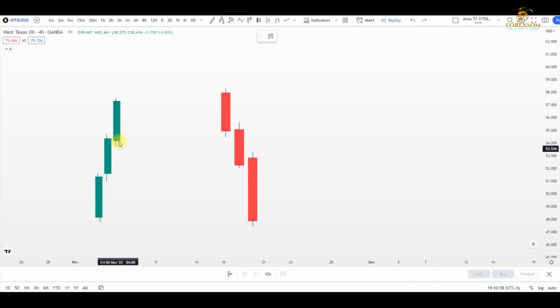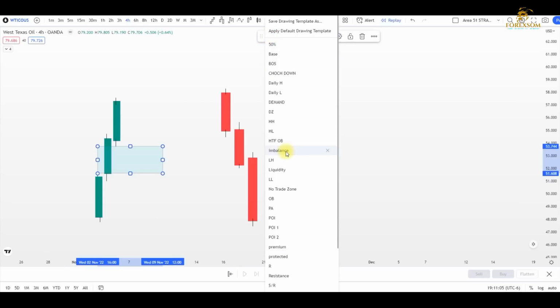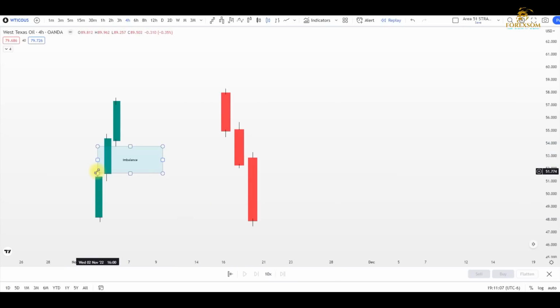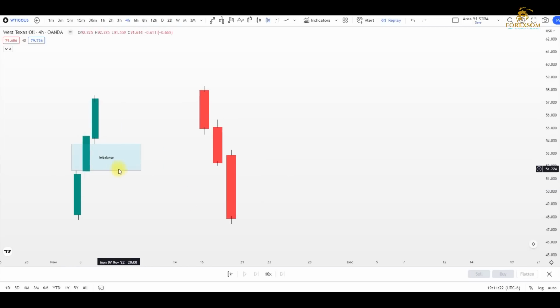All right, so what I do is I mark it so that I know it. I mark it and call this simply imbalance. Because if you look at it, there's an imbalance. This week and this week, the high of this week and the low of this week are not touching, and there's always a candle in between. So this means there's an insufficient going on here.